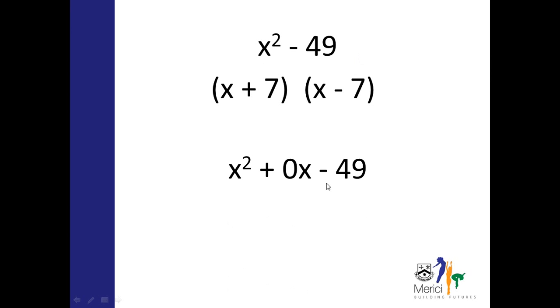Another way of thinking about it is x squared plus 0x minus 49. So 0x is actually the same as what's going on up the top here. It just doesn't exist, so we don't bother putting it in. And again, the same theory, two numbers that multiply together to give minus 49 but add together to give 0, you're going to end up with a positive 7 and negative 7, which will give the same answer.